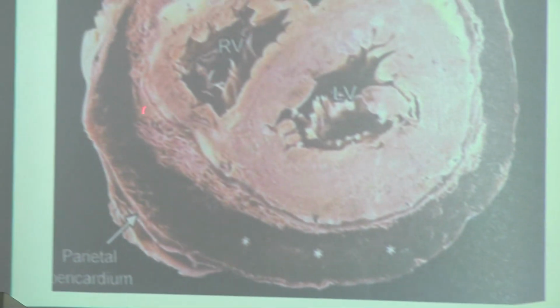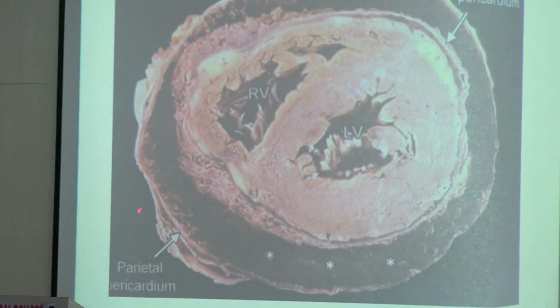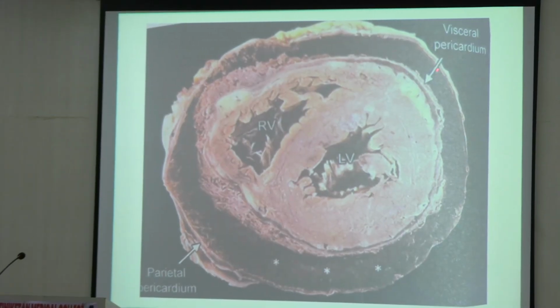Left ventricle, this is the interventricular septum, and this is the right ventricle. And this is the pericardial cavity.